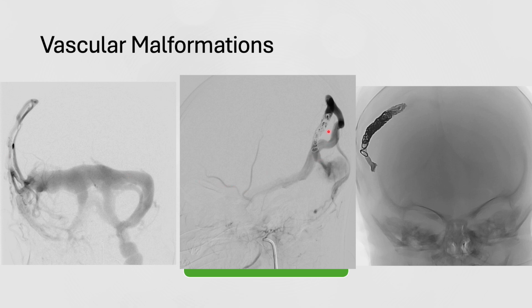Essentially, this connection was then treated with coils and Onyx, and the majority of that dural sinus malformation actually regressed in this way. Sometimes these can regress spontaneously, but that is very unlikely if the dural sinus malformations are this large.